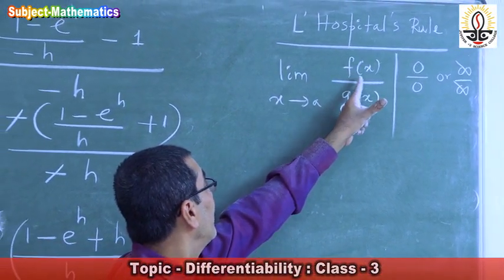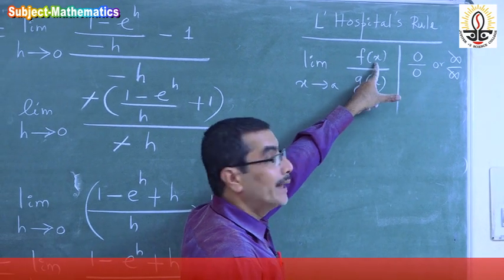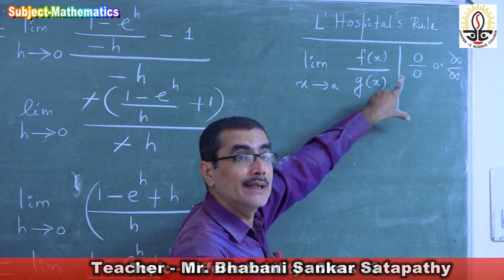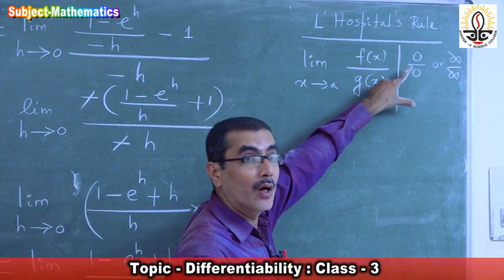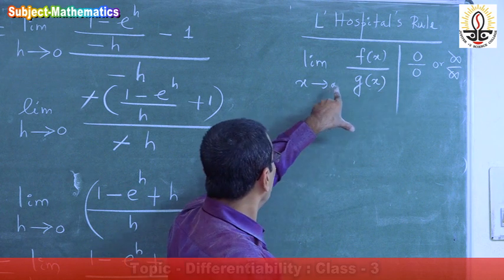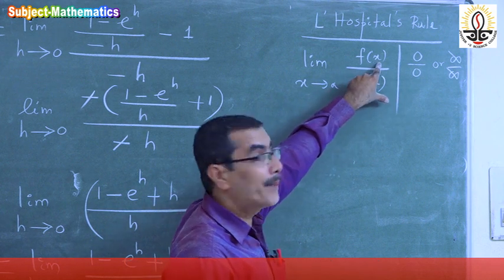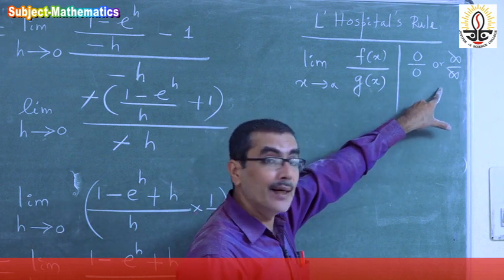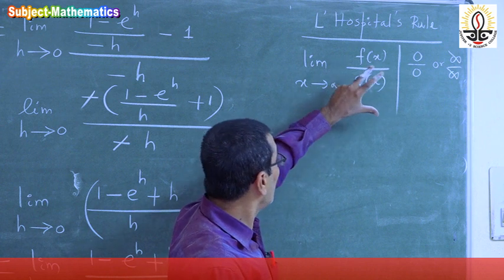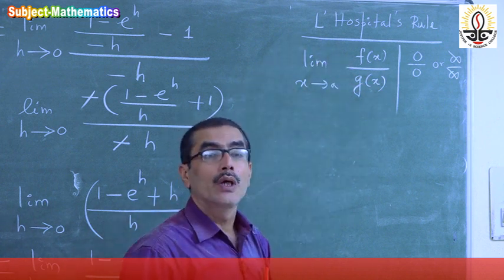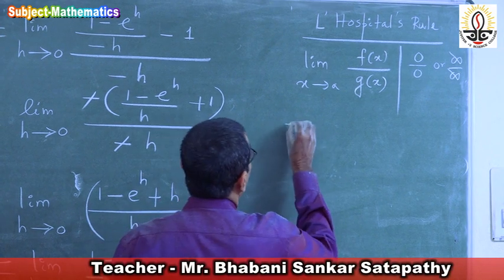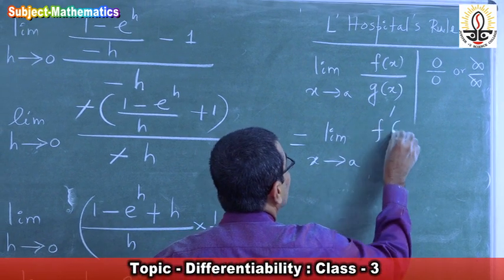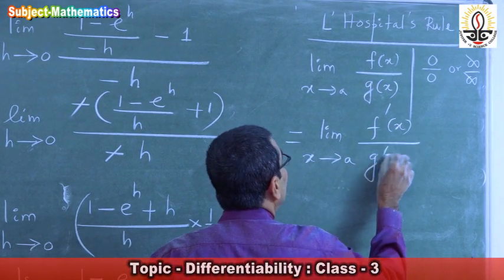If you put a in place of x, and f of a is equal to 0 and g of a is equal to 0, then this problem is in the form 0 by 0. If f of a is equal to infinity and g of a is also equal to infinity, then also this problem can be solved by L'Hopital's rule. So what does it mean? This is equal to limit x approaches to a, f dash x divided by g dash x.